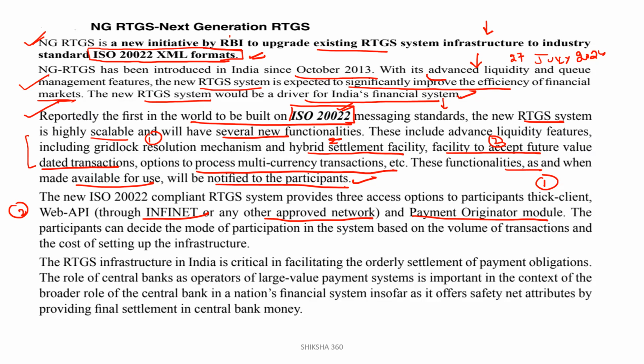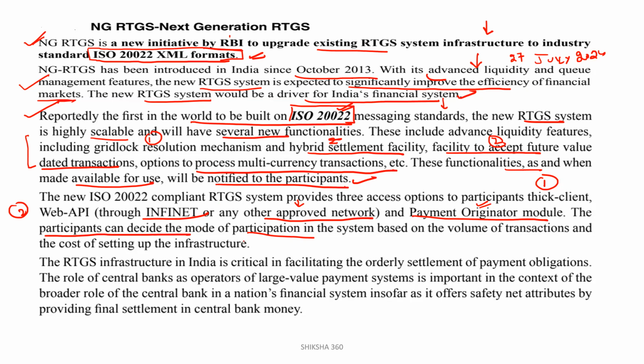So the new ISO 20022 compliant RTGS system provides three access options to the participants. First one, the thick client. Second one, web API through Infinet or other approved network. Third one, the payment originator module. The participants can decide the mode of participation in the system based on the volume of transactions and the cost of setting up the infrastructure.